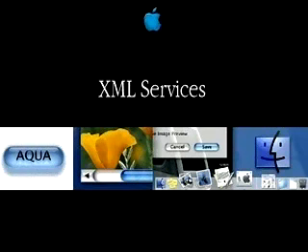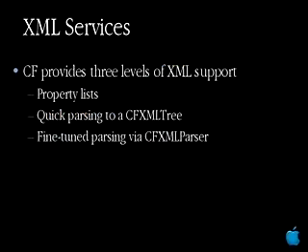So I'm going to go on now to spend a moment to talk about the XML services provided inside of Core Foundation. There are basically 3 levels of XML support. The first one we've spent a fair bit of time talking about already. That's property lists. The second one is a handful of simple, quick parsing functions that parse XML to and from XML trees. And finally, there's a fine-tuned parsing API available through CF XML Parser.